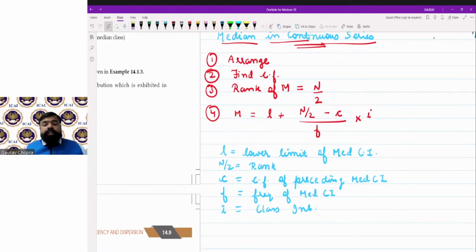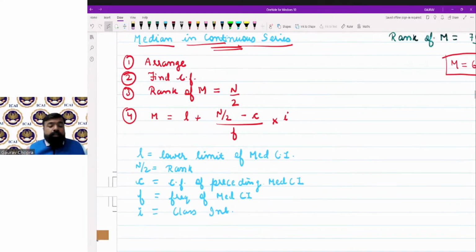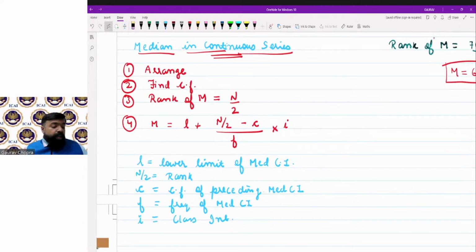I is the class interval. All these are the requirement. Abhishek Vishwakarma says we don't have to find mid value here. Yes, mid value is not required in median. That was for arithmetic mean. Nikita says crystal clear. That's great.